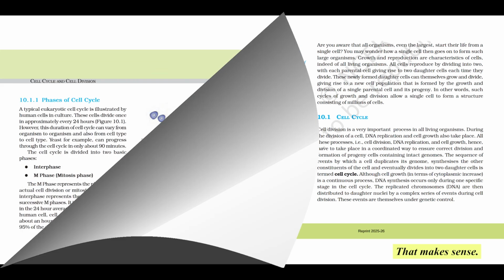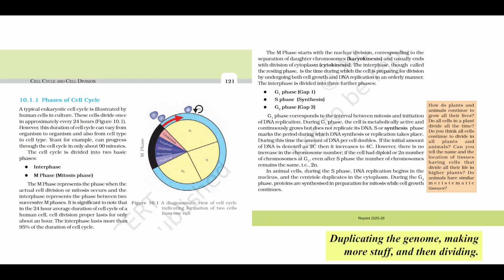That makes sense. Duplicating the genome, making more stuff, and then dividing. So it's not just about splitting, but a whole orchestrated series of steps, like you said. But then what are these stages or phases of this cell cycle that you mentioned? How is it broken down? Excellent question. To understand this coordinated process better, the cell cycle is broadly divided into two main basic phases. Let's take this step by step, because getting these two main phases clear is the first hurdle, right? The entire cell cycle, we divide it into two primary phases.